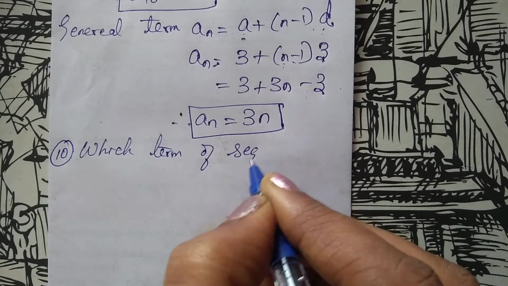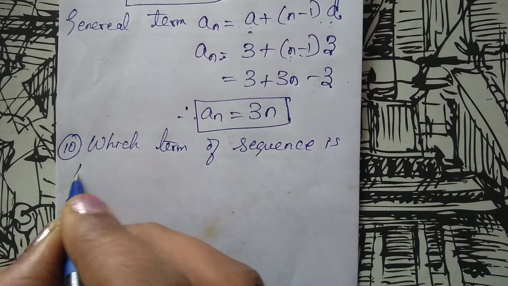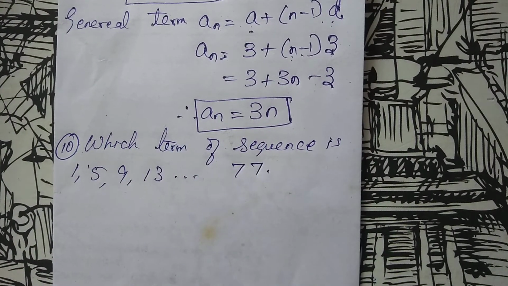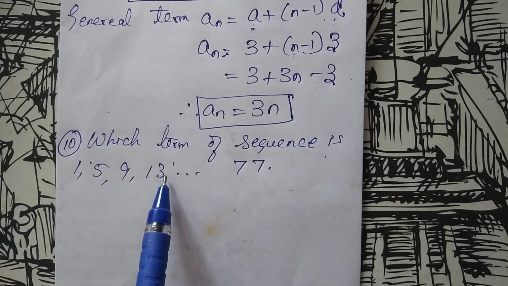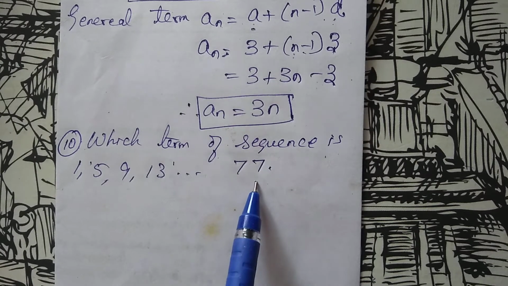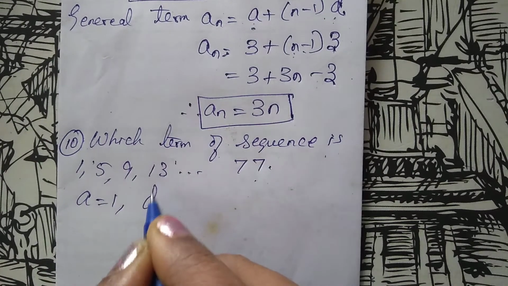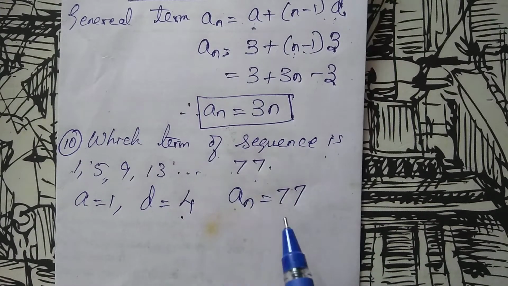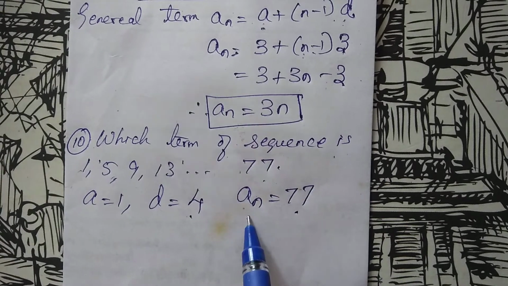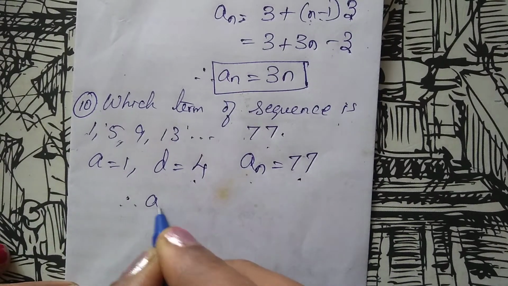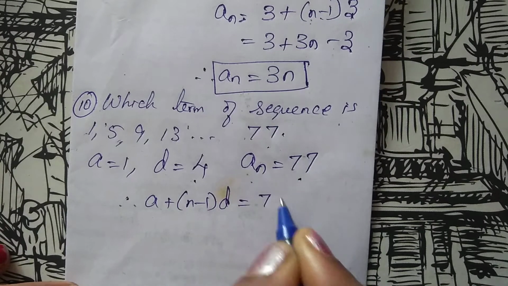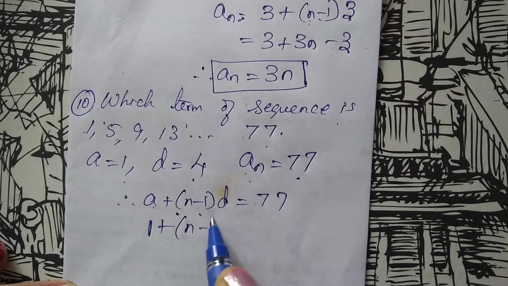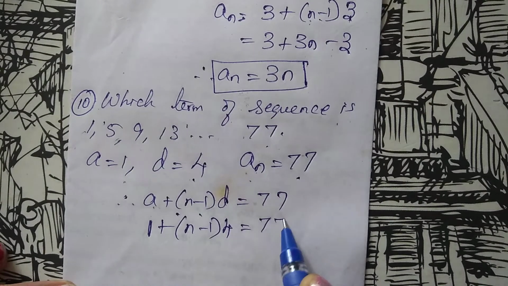Which term of the sequence is 1, 5, 9, 13 up to 77? That means A is 1, common difference is 5 minus 1, 4. An is 77. The last term is 77. Now we should find what is n. So, therefore, A plus n minus 1 into D is 77, that is the formula for An. A is 1, n we have to find, common difference is 4, An is 77.